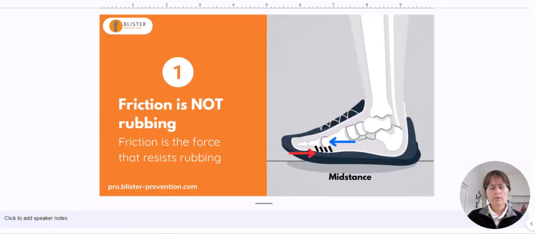Okay, so the 4 things I just want to hammer home. Friction is not rubbing. Friction is the force that resists rubbing. So friction here is the red arrow. It's not actually indicating movement, it's just the resistance to movement. Just like how when you press against a wall, the wall doesn't necessarily fall over. It just resists that push. So that's what friction force is doing here. It's resisting the movement of the bone.